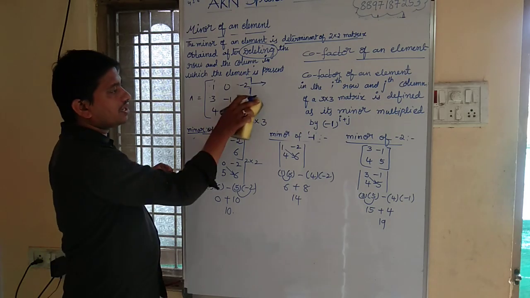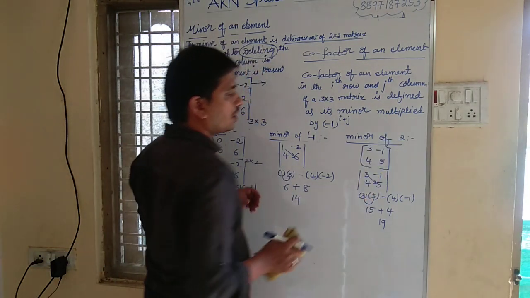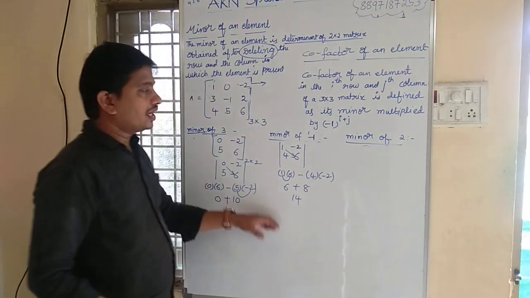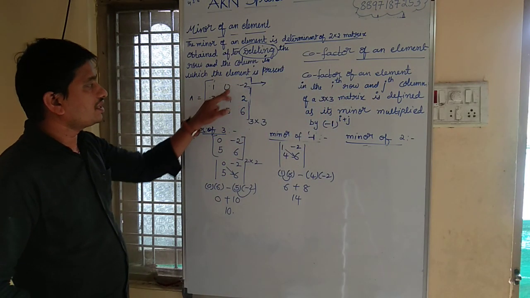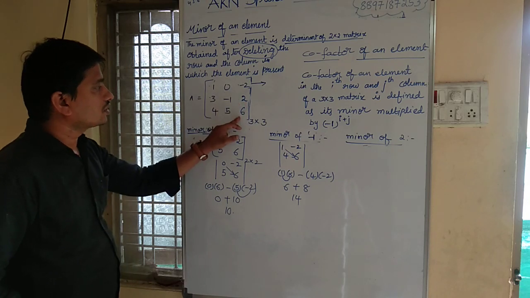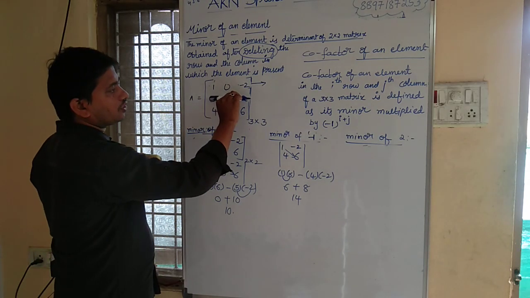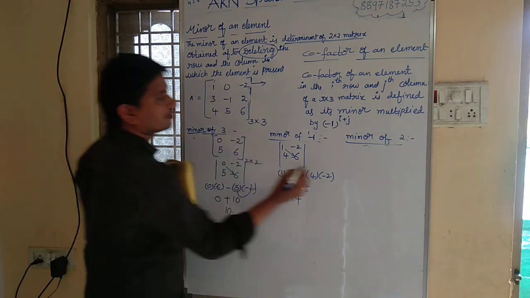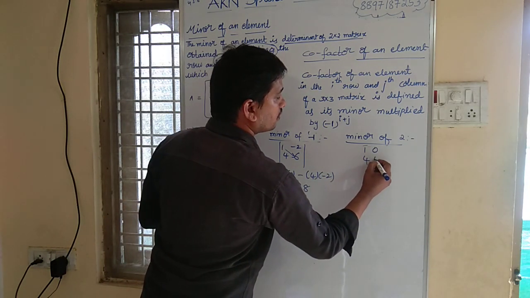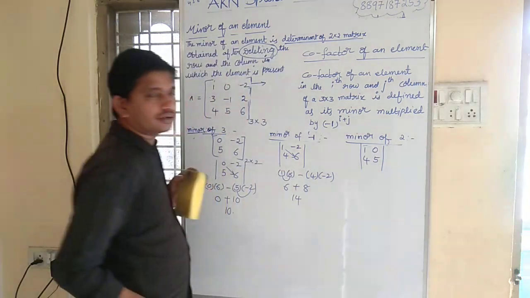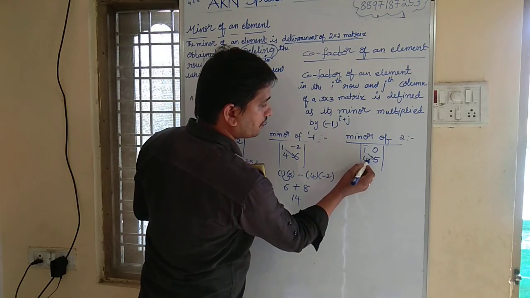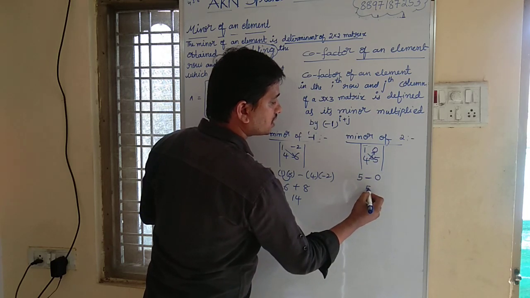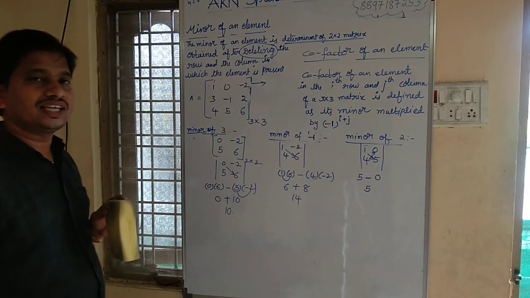Now how to find the minor of element 2? Element 2 is in the second row, third column. So that particular row and that particular column you remove. So the elements are [1, 0; 4, 5]. Whose determinant is 1 into 5 minus 4 into 0. 5 minus 0, that is equal to 5, children.